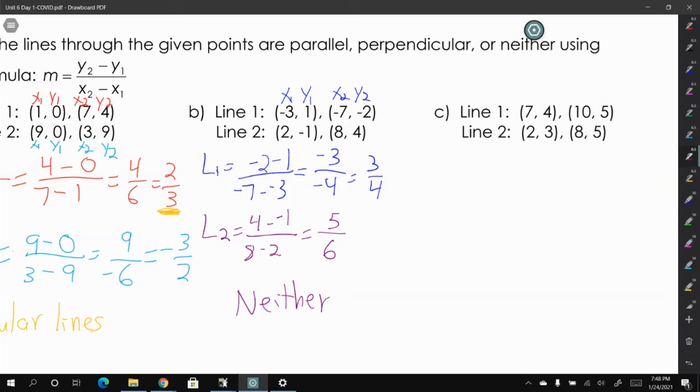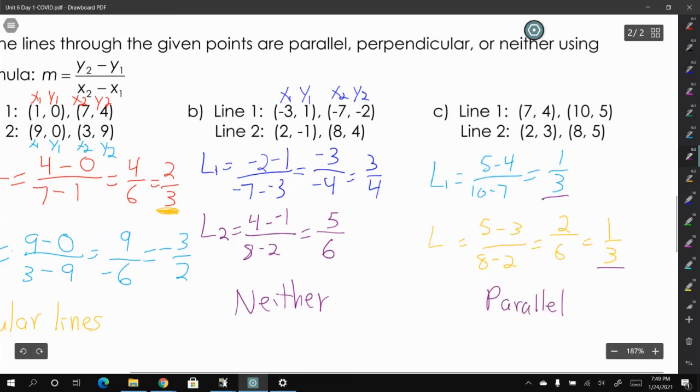So for letter C, I want you guys to try that one on your own. So pause the video, give it a try, and then once you're done, unpause it and see if we get the same answer. All right, so if we look at my work here, I got that line 1 has a slope of 1/3 and line 2 also has a slope of 1/3. Because it's exactly the same, these lines are parallel.